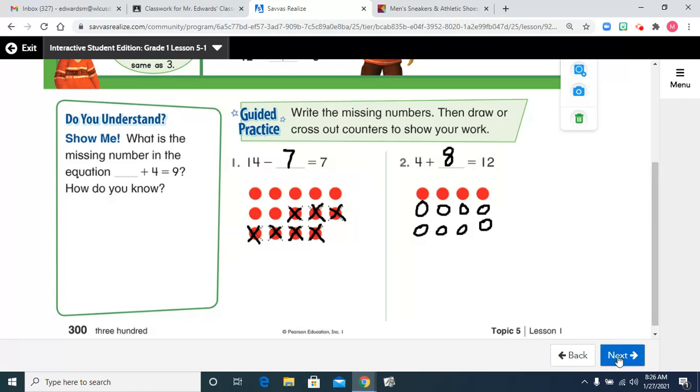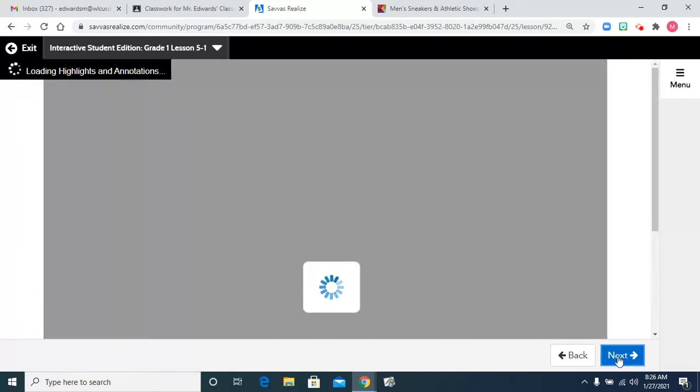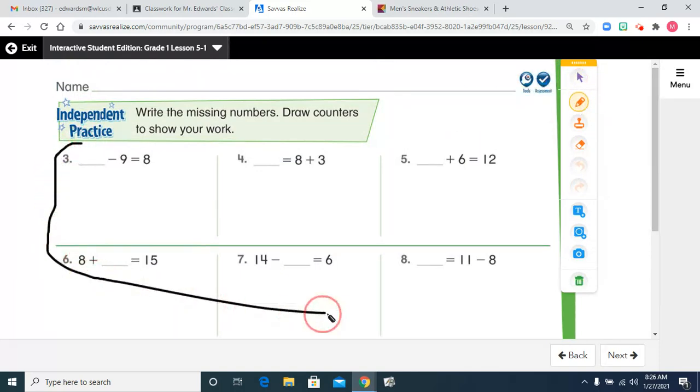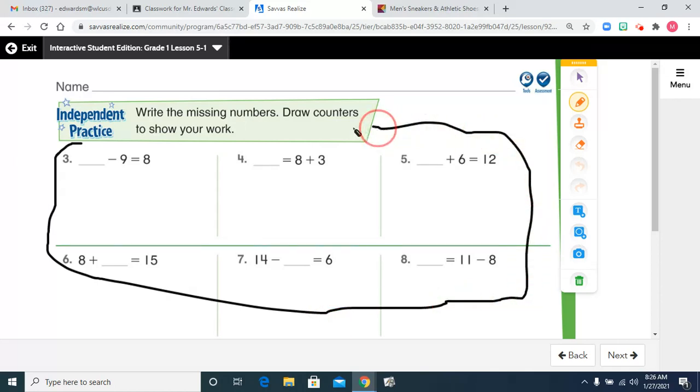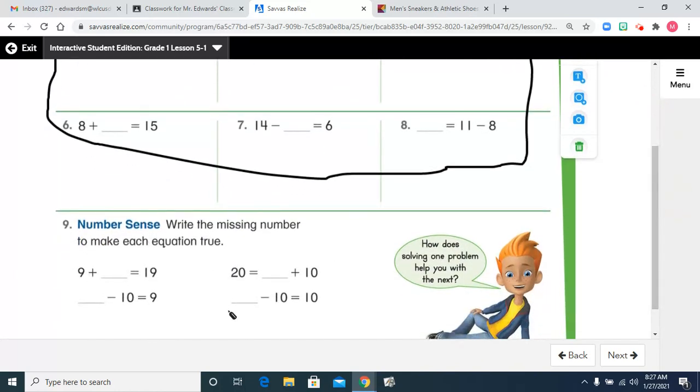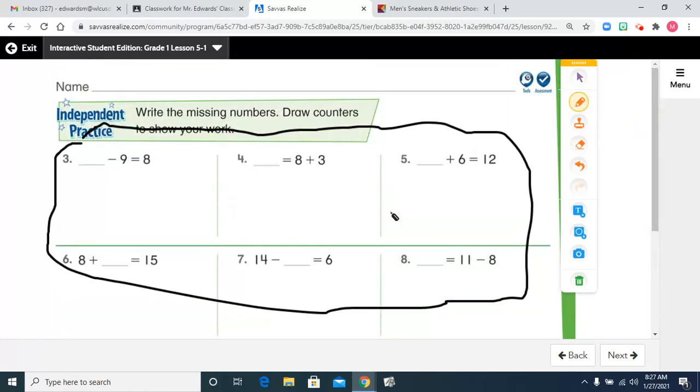All right, if you're good on that page, please look at the next page. Your job is to do numbers 3, 4, 5, 6, 7 and 8. Okay, so these 6 at the top, I want you to do. Now they give you space underneath to draw your counters. All right, so make sure you draw counters to help you figure out the equations. Okay, if you'd like to do the bottom part, you can do the bottom part. Just make sure you draw counters to help you. But make sure you do the top 6 for sure.